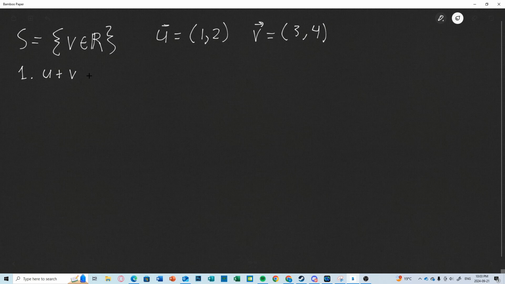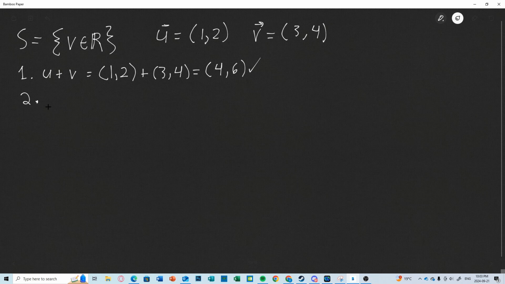All we have to do is set it up as u plus v, which is equal to (1, 2) plus (3, 4). We just add our x values together and then our y values together, which gives us (4, 6). Since 4 and 6 are both real numbers, this one gets a check and this axiom is satisfied.